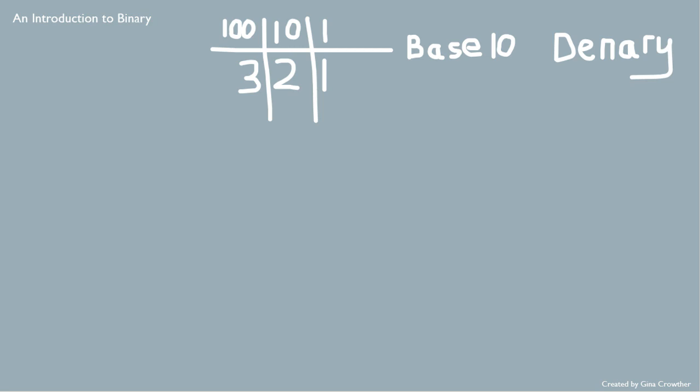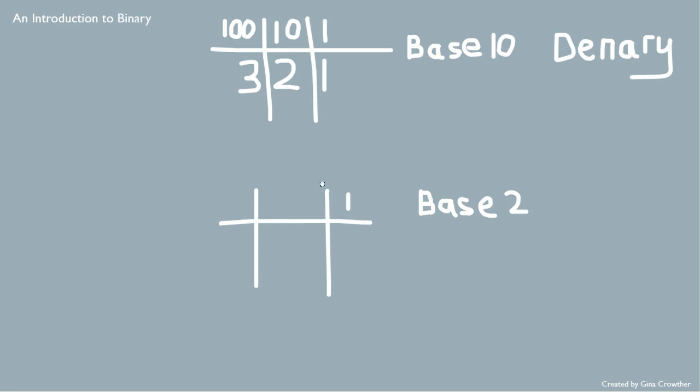Now binary works very similar. It works on a base 2. So if I draw the same columns that I've got above, I'll just put the columns in. We always start with a 1, same as we do with the base 10 denary. But this time I'm going up in 2s, or times by 2.